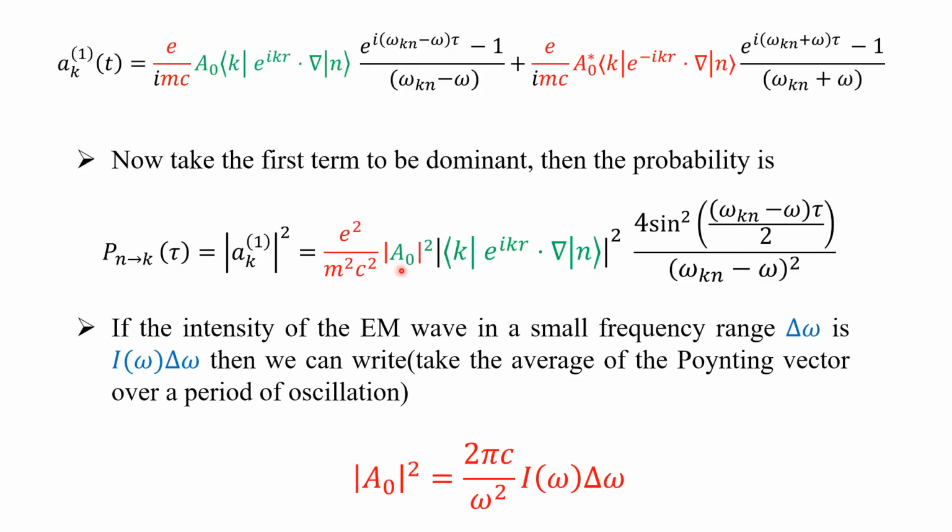And now I will come to this factor, that is A naught squared. If the intensity of the electromagnetic wave in a small frequency range delta omega is I(omega) delta omega, then we can write, taking the average of the Poynting vector over the period of oscillation, modulus A naught squared is equal to 2 pi c over omega squared times I(omega) delta omega. So keep this in your mind, then we will simplify this one.